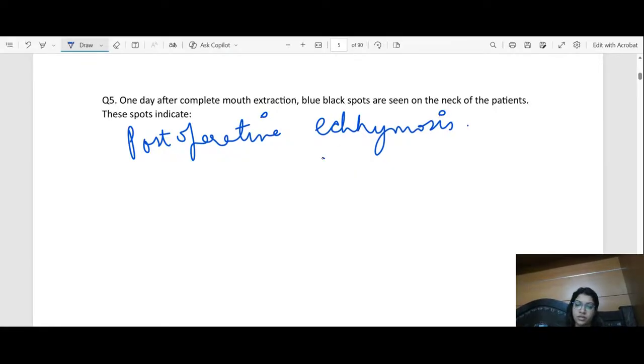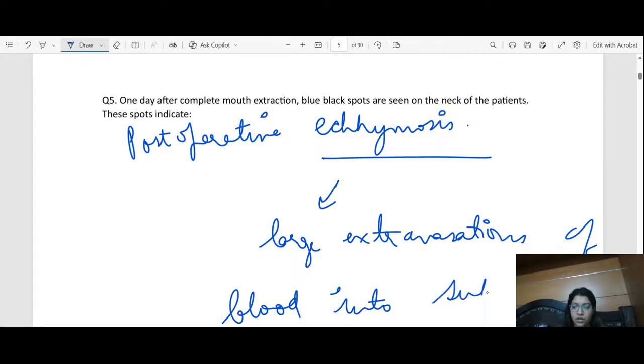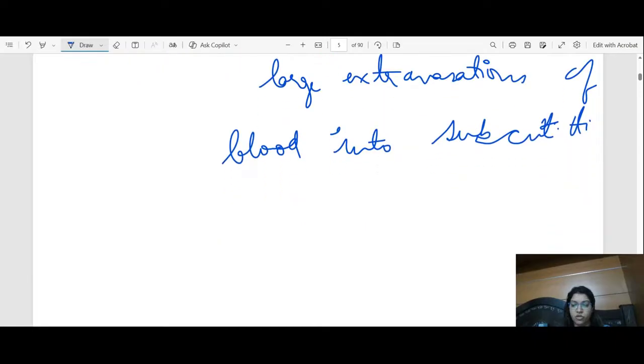What is this ecchymosis? These are large extravasations of blood into subcutaneous tissue with facial discoloration caused by breakdown of the hemoglobin. And the common areas are circumorbital, submandibular regions, lower lip, and the floor of the mouth. Management. How do I manage it?